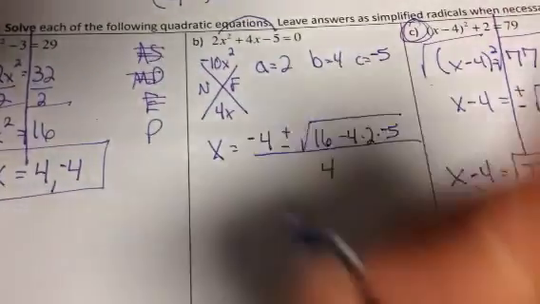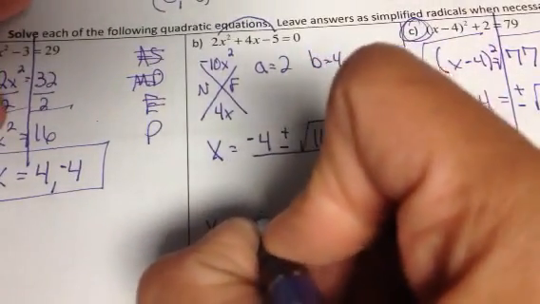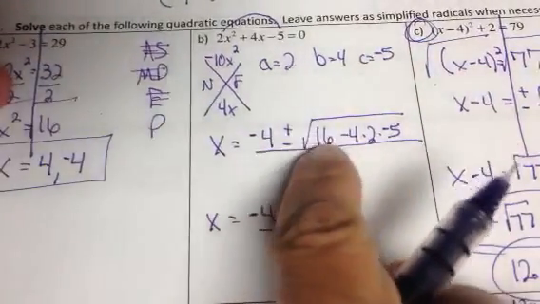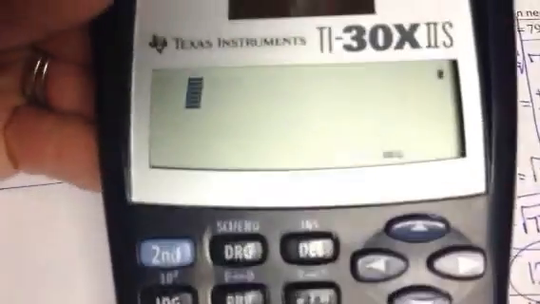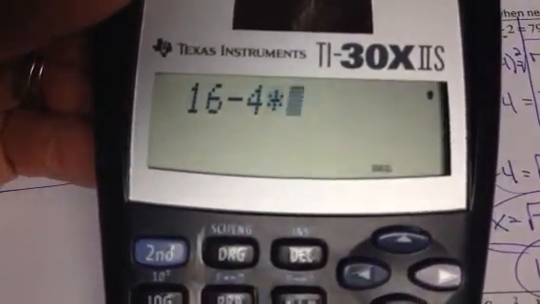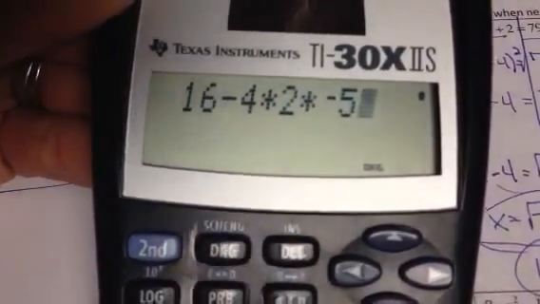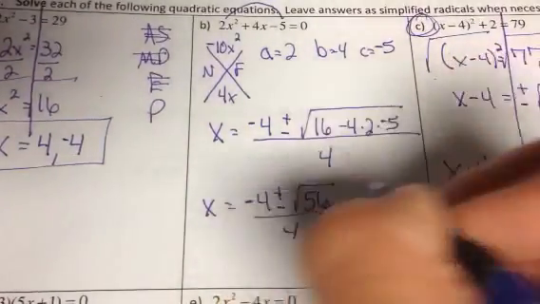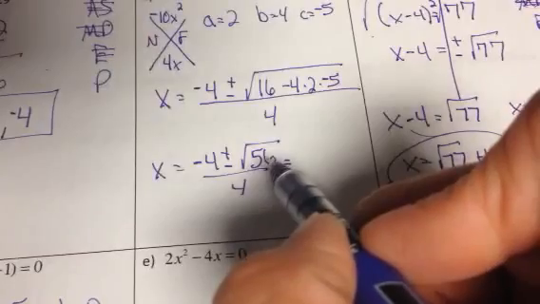And then you can go to your calculator and type what's inside that square root. So 16 minus 4 times 2 times negative 5. And we're going to get 56. And this is a really good answer. Again, they want you to just leave it as a radical.